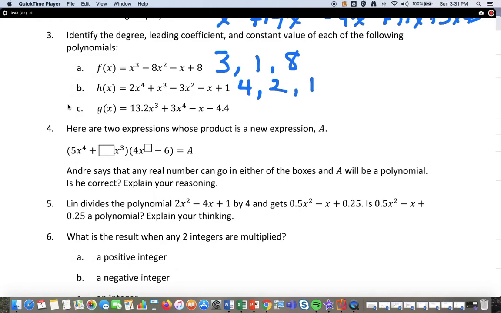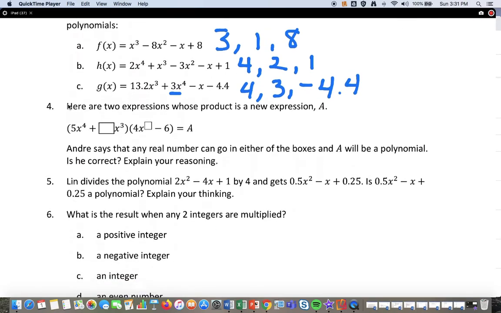And for our function g in letter C there, it looks like our degree, so this is not written in standard order. We have a 4th degree term there as the second term. So that would be the degree of the whole polynomial. The leading coefficient would be 3, the coefficient on that x to the 4th term, and the constant is a negative 4.4.